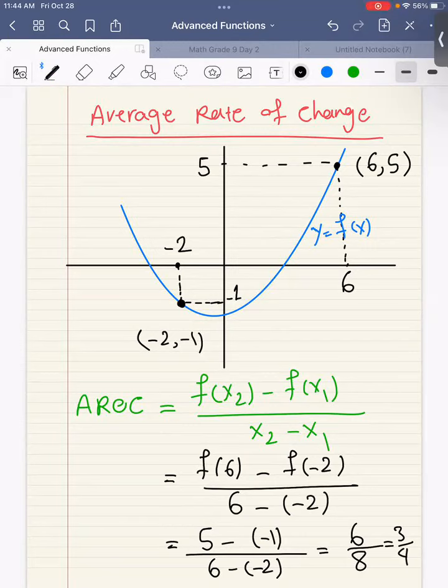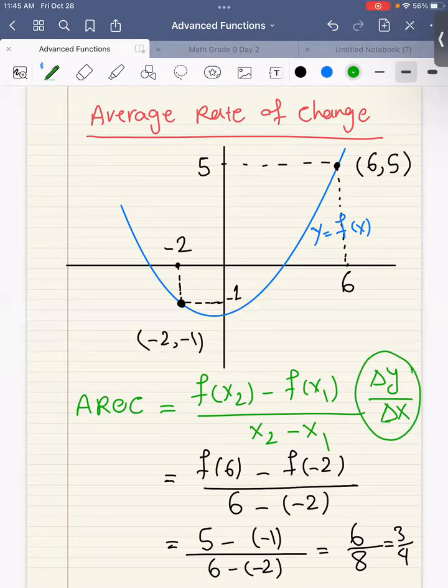Okay. We also sometimes call this delta y divided by delta x. The symbol delta usually means the difference, the change or the difference. So the change in y divided by the change in x, delta y divided by delta x. So it is very common to use this symbol, delta y divided by delta x.